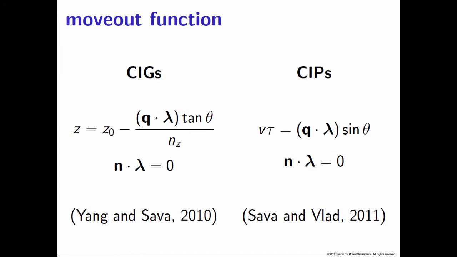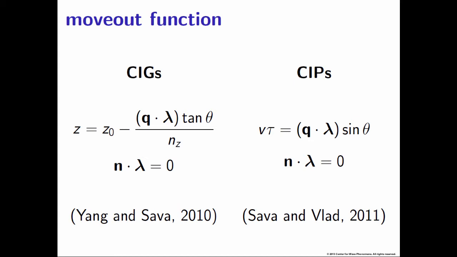Here I show you the moveout function we use to decompose the gathers into angle gathers for both CIGs and CIPs. You can see the reference for both methods. If you want to know more mathematical details regarding the derivation, you can refer to the paper there.